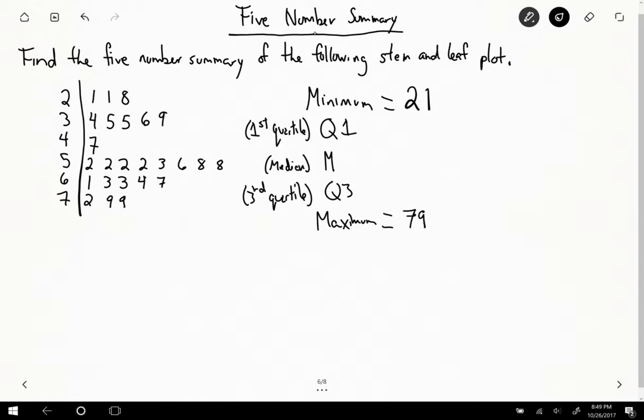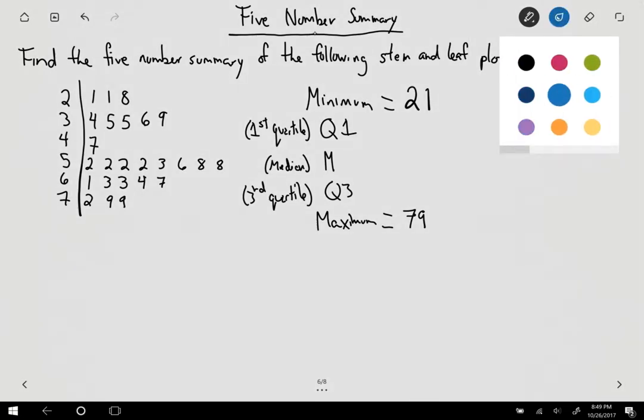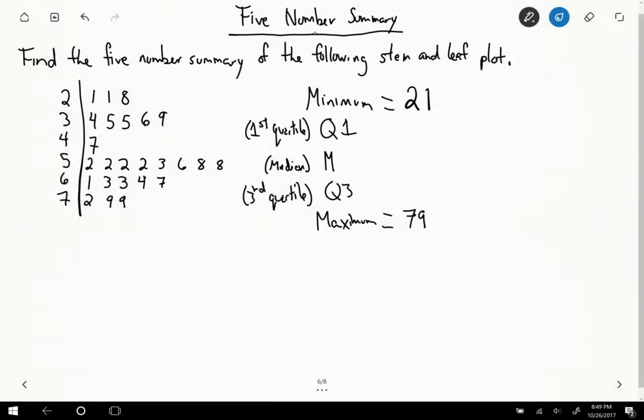Okay, so the rest of it though, we're going to need to do a little bit of work. And in order to do that, I'm going to change colors here. Oops, wrong one. So let's go with blue. So the location of the median, we need the number of observations plus 1 divided by 2.